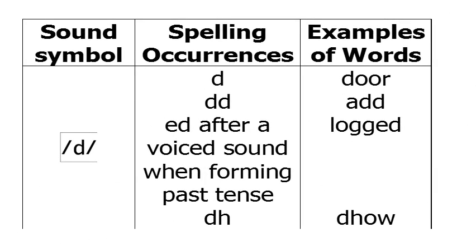This sound is pronounced D. It can be got from the spelling occurrences of D, DD, ED if it follows a voiced sound in the formation of past tense. And it can also be from DH. So examples would give us door, add, logged, down.